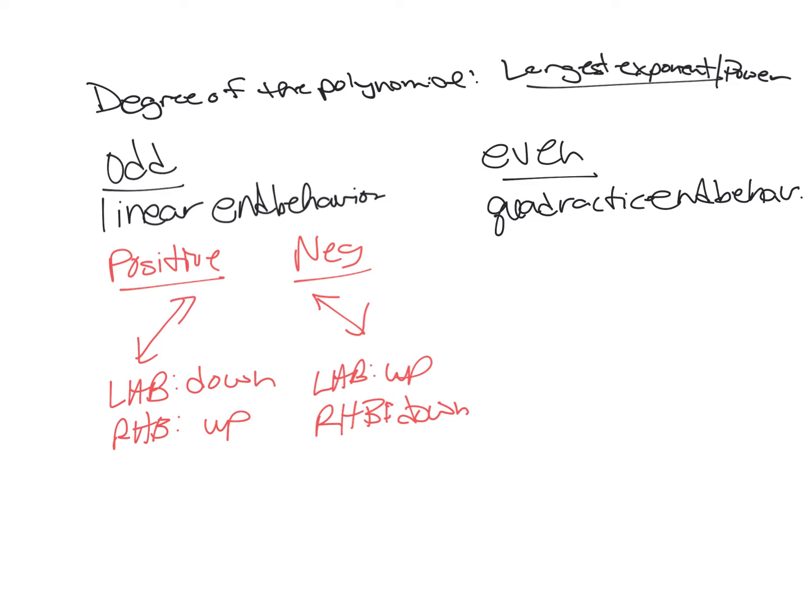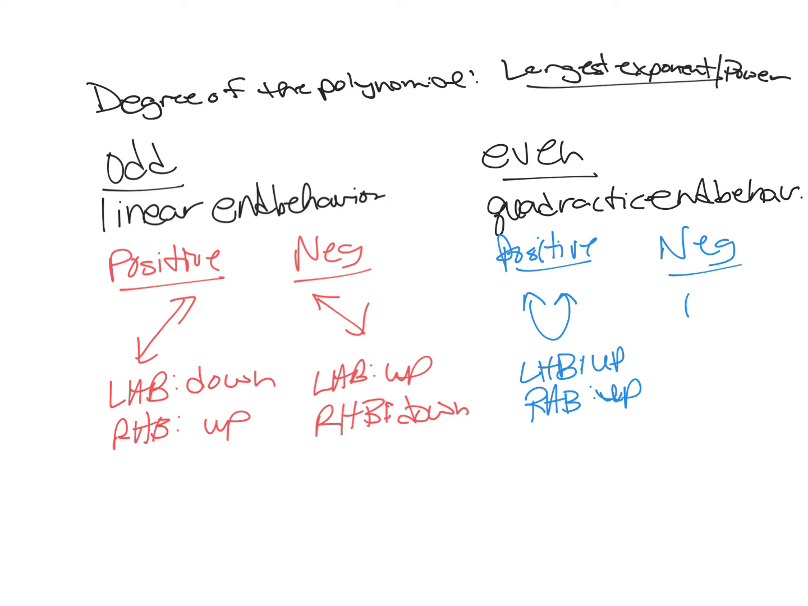And then for a quadratic, if it is positive, it will point both ends up. So your left-hand behavior and your right-hand behavior will both point up. If it is negative, it'll point down. So my left-hand behavior will point down, and also my right-hand behavior will point down.